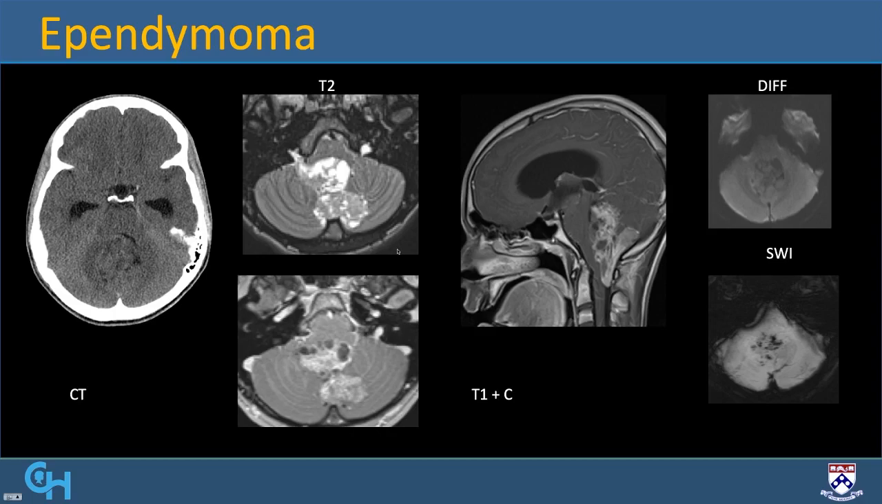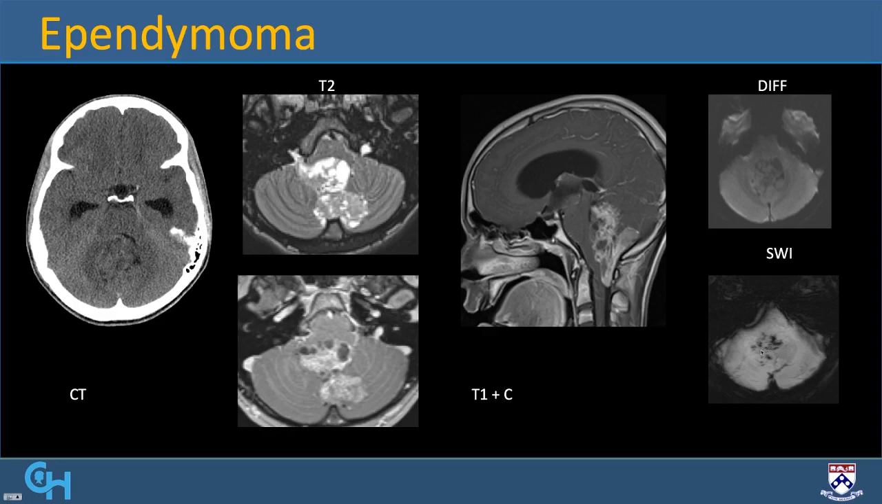On MR imaging, you can notice this is a more heterogeneous tumor, which has both solid and multiple cysts within. And on contrast, you can notice the more intense enhancement that is visible in ependymomas when compared to, say, medulloblastomas. You can see in the sagittal image the extension of this tumor inferiorly via the foramen of Magendie. And on the axial image here, you can see the extension into the right foramen of Luschka.